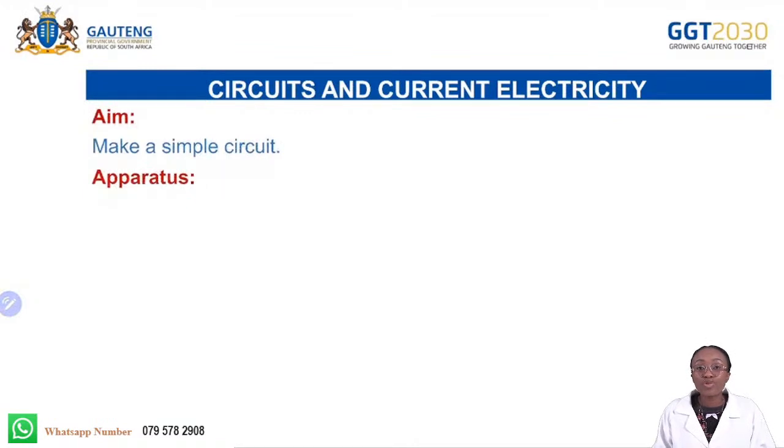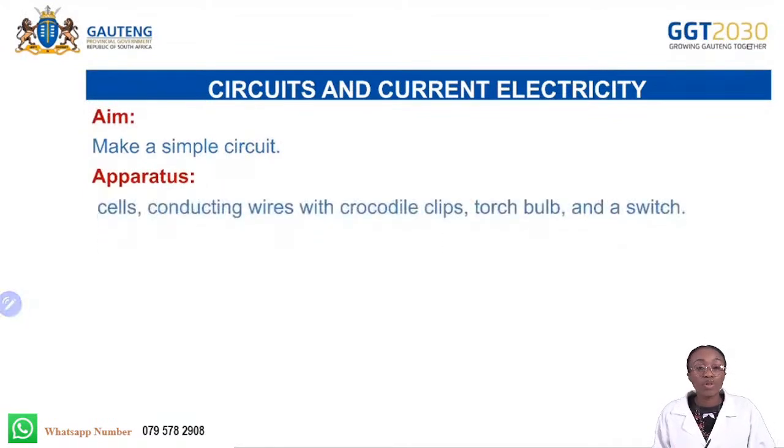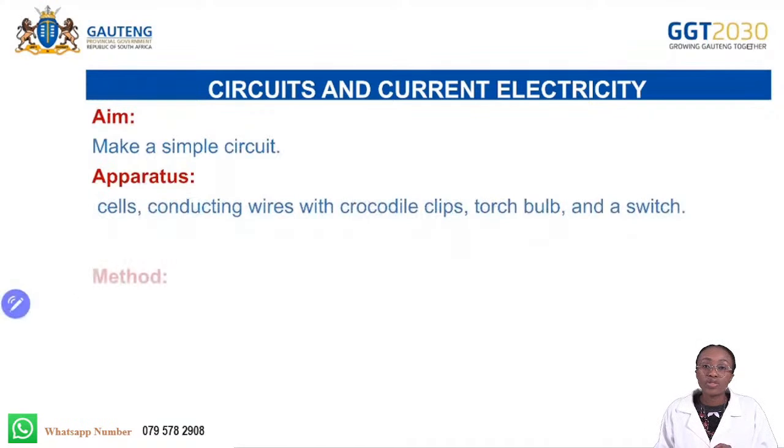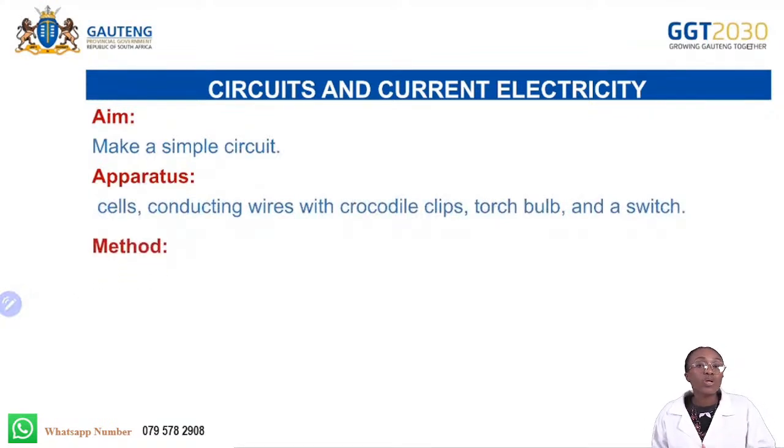What are we going to use for our simple circuit? We're going to need cells, conducting wires. These conducting wires have to have crocodile clips on them. We're also going to require a torch bulb, and we're going to require a switch. So what are the steps that we are going to follow? This is our method. Here we go.